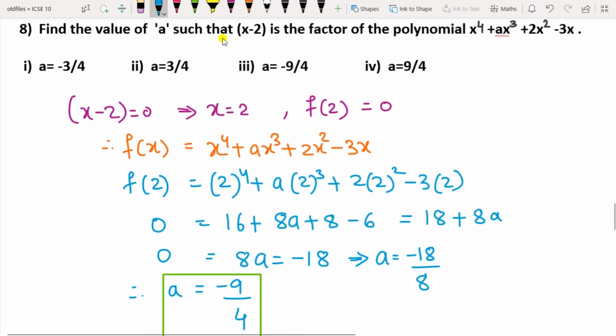Find the value of a such that x minus 2 is the factor of the polynomial x raised to 4 plus a x cube plus 2x square minus 3x. In this case you have to find the value of a, as x minus 2 is given as the factor of the polynomial. If it is a factor, then the remainder should be equal to 0. So write the given equation here. Now in place of x substitute 2, and f(2) will be equal to 0. So you are getting the value of a as minus 9 by 4. So minus 9 by 4, that is option 3, is the correct option.